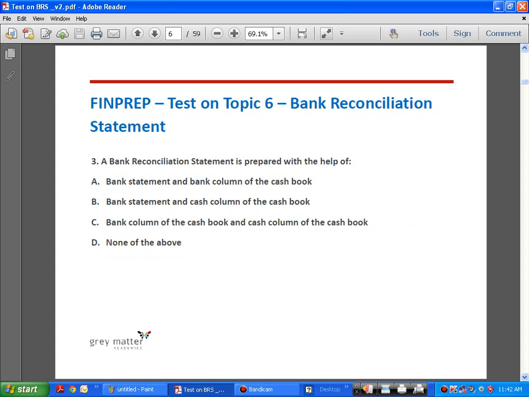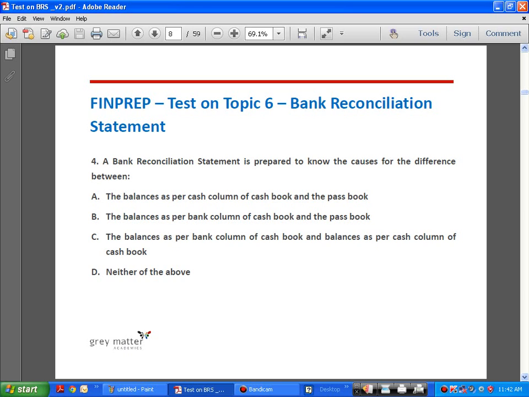A BRS is prepared with the help of... when we prepare a BRS, what we are trying to compare is the balance as per the bank statement and the balance as per the bank column of the cash book. So the answer is A, bank statement and the bank column of the cash book.